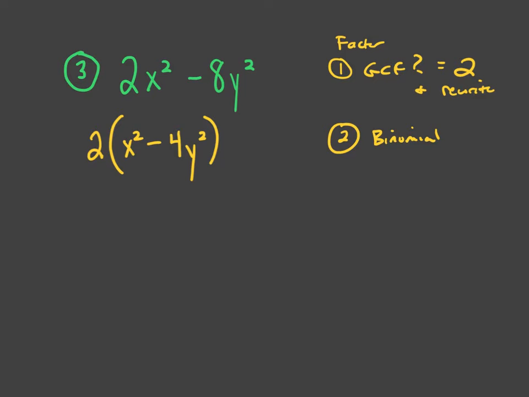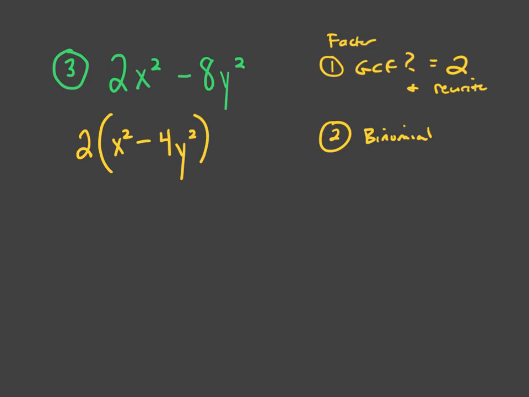Definitely not sum of anything because we've got a minus in the middle, so maybe difference of squares, difference of cubes, and in this case, x squared is a square, 4y squared is a square, so this is the difference of squares again. So a minus b, a plus b. A is the square root of the first term, so we're talking about the square root of the x squared. That's going to be x.